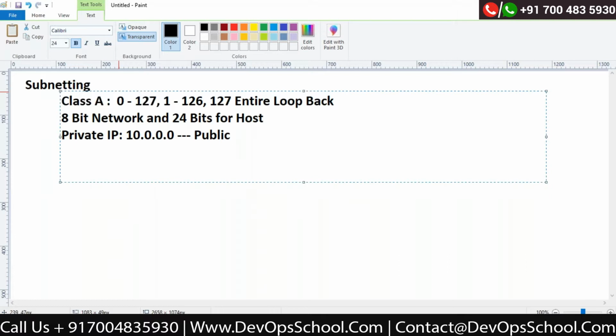Public IP is actually paid. You are not directly paying ICANN, but you are paying your internet service provider for internet connectivity. Ultimately, you are paying for your public IP address.